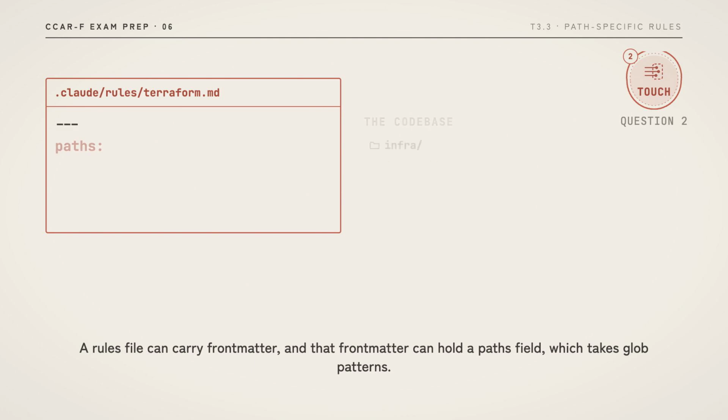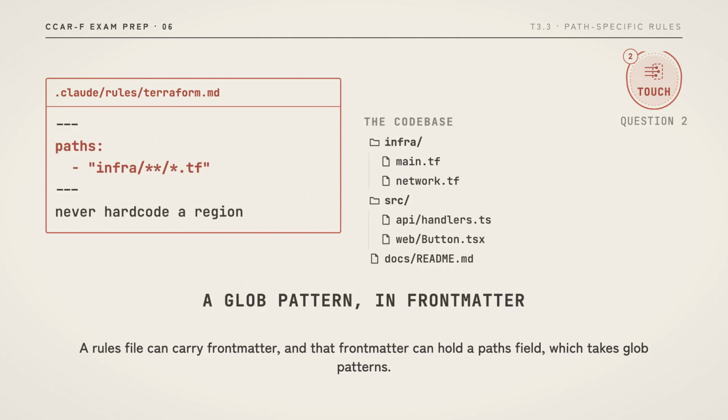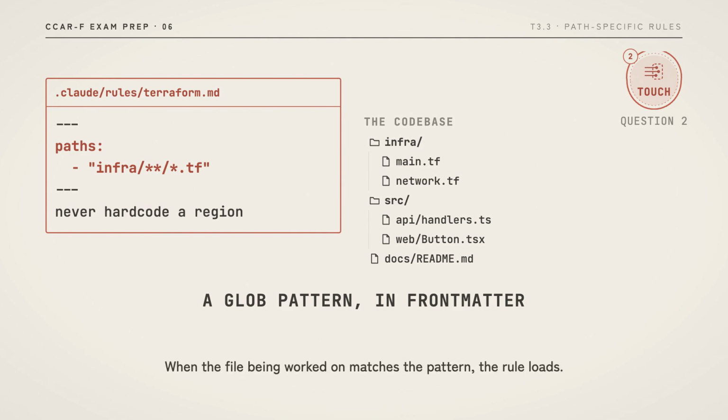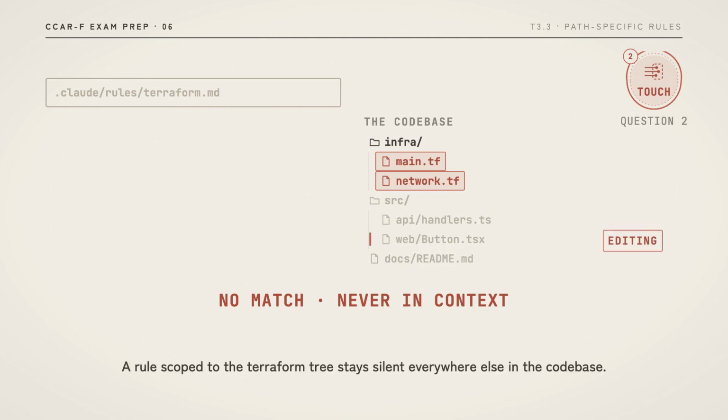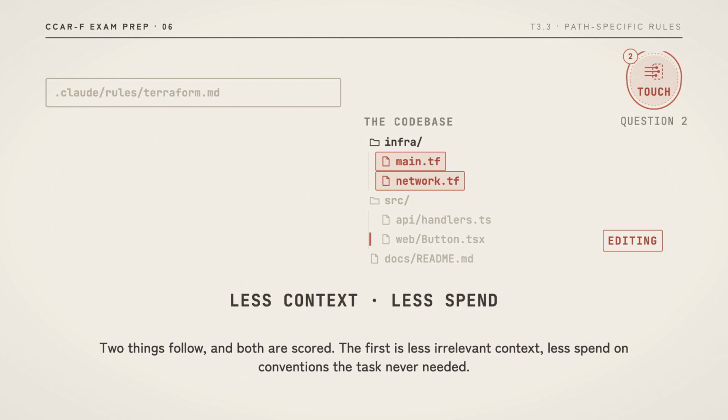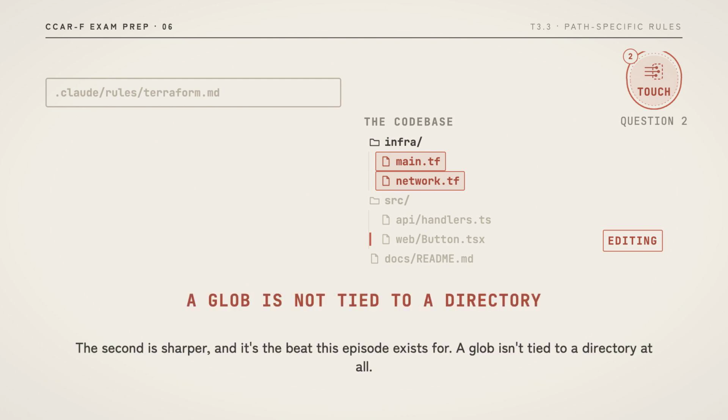A rules file can carry front matter, and that front matter can hold a paths field which takes glob patterns. When the file being worked on matches the pattern, the rule loads. When it doesn't match, the rule never enters context at all. A rule scoped to the Terraform tree stays silent everywhere else in the codebase. Two things follow, and both are scored. The first is less irrelevant context, less spent on conventions the task never needed. The second is sharper, and it's the beat this episode exists for.